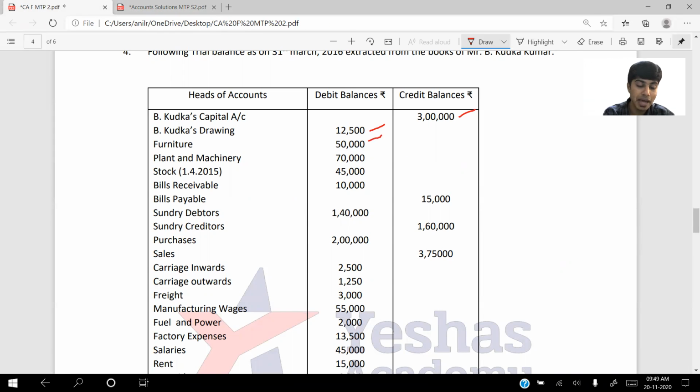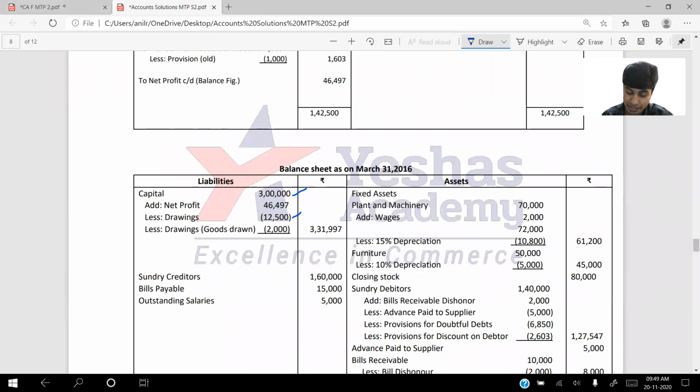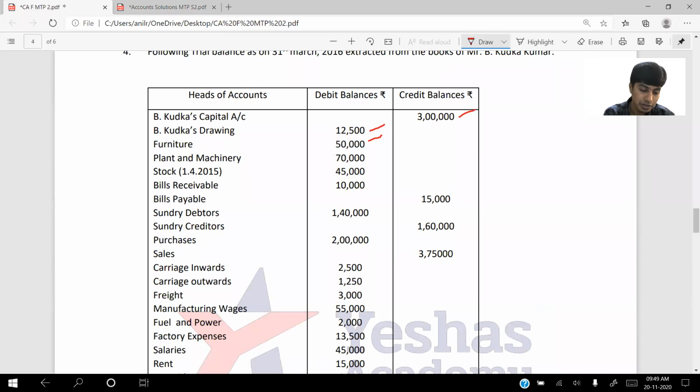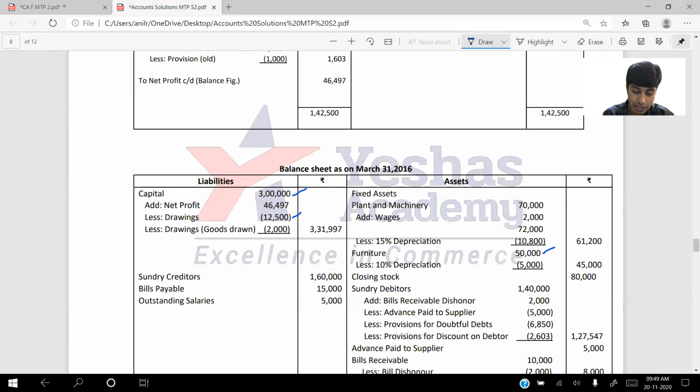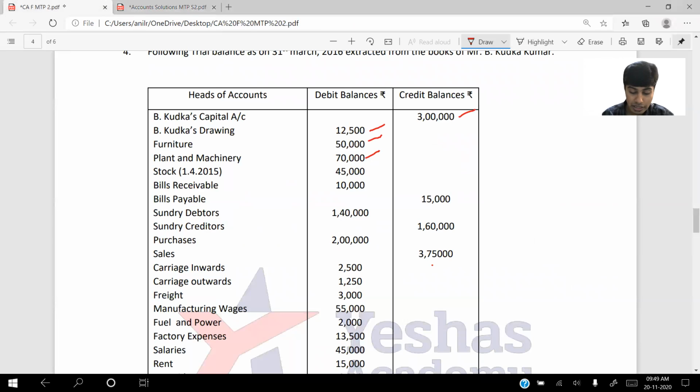It is an asset. Balance sheet asset side. Furniture 50,000. Done. Next, plant and machinery, again an asset. Balance sheet asset side, 70,000. Plant and machinery. Done. Next, what do you have?